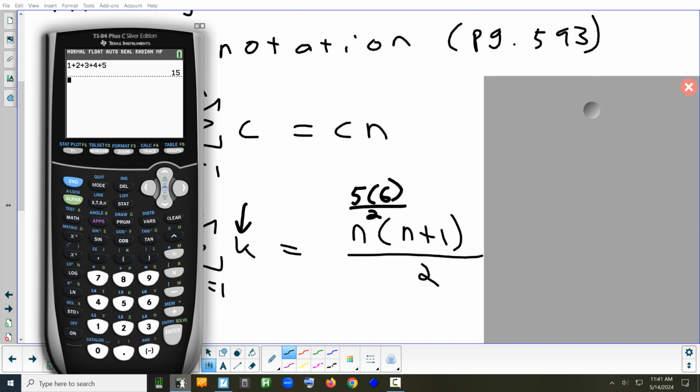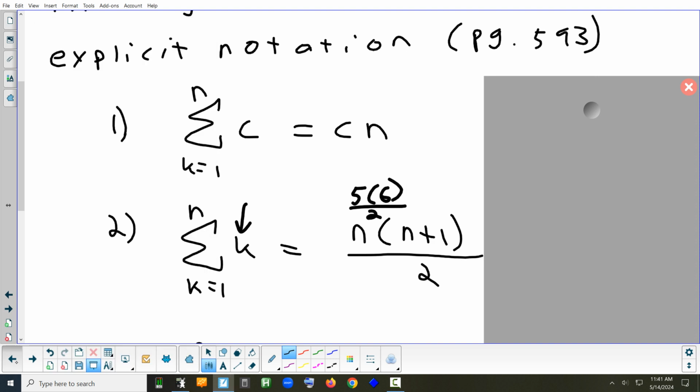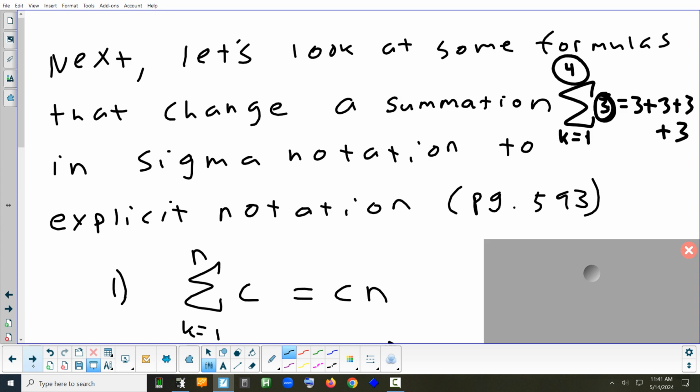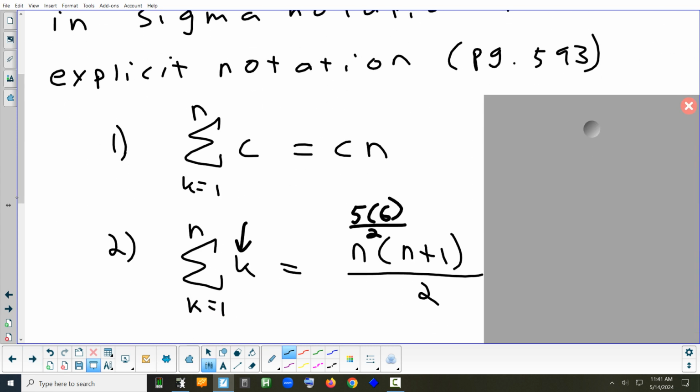So if you want to add up the first 100 integers, it's 100 times 101 divided by 2. That's where that came from. 100 times 101 divided by 2. Right. So that's the formula for adding up the first n integers.